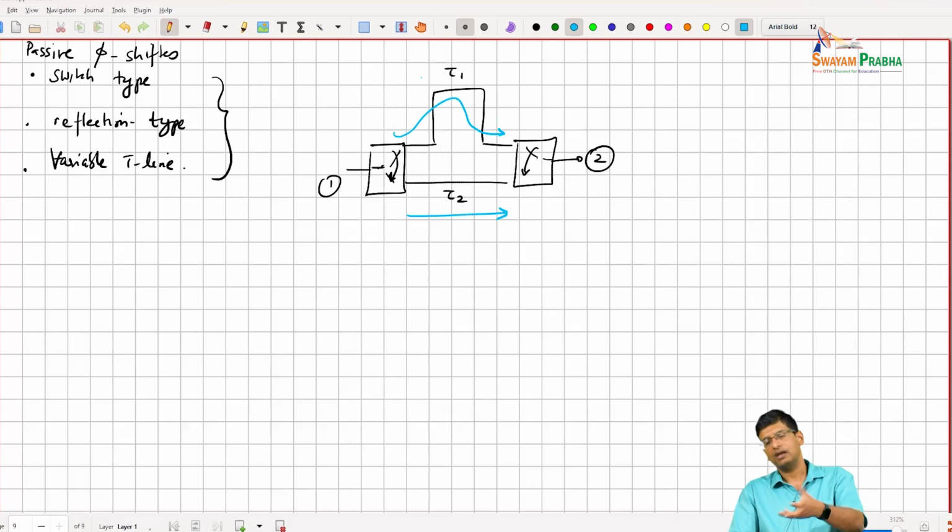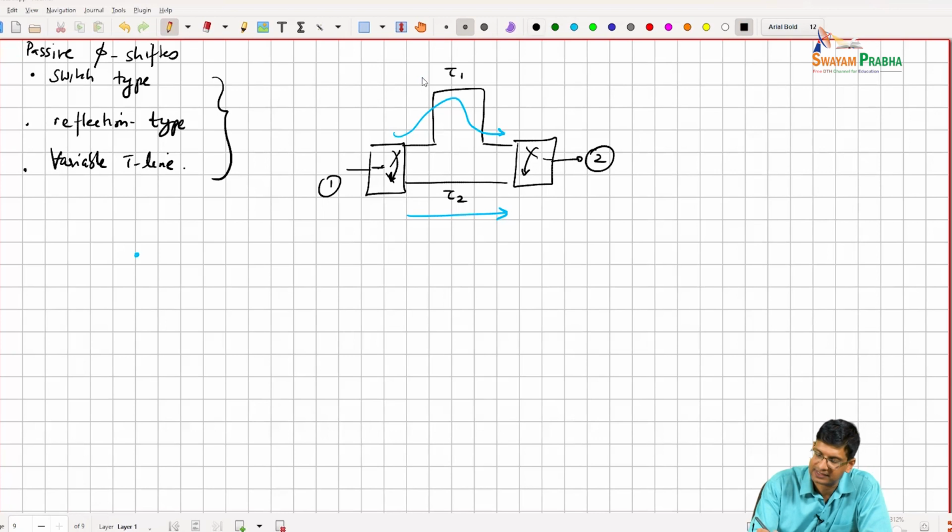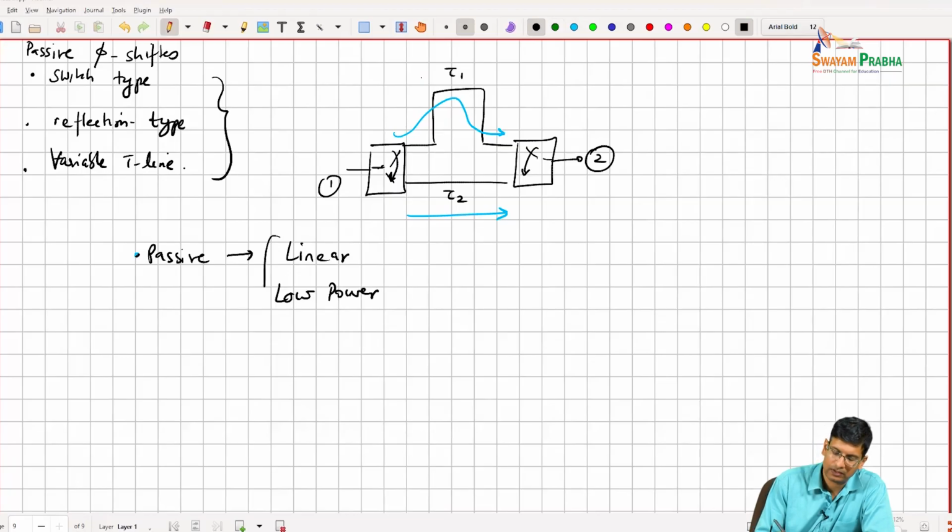So this is one type of phase shifter. You can clearly see that if I build this using transmission lines, there are area implications and things like that. So we won't really look at transmission line based phase shifters, but you can approximate this through pi sections and things like that. Broadly speaking, you have some switches that are changing the path. The benefits of this are that it is passive, so it's linear, low power, or zero power.